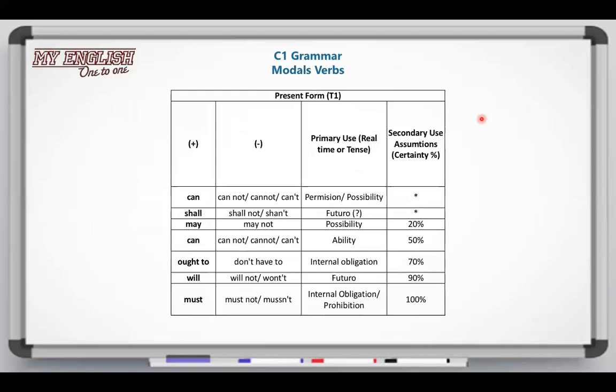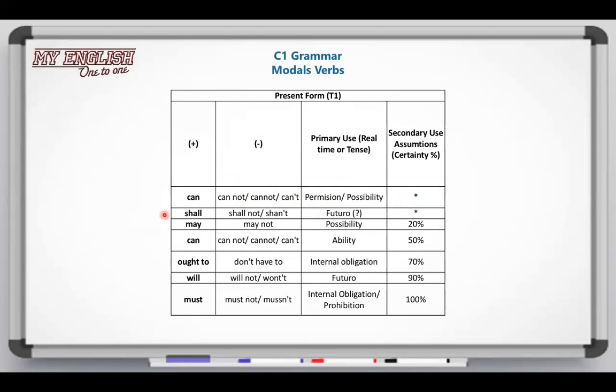Here we have a short list where we present the modal verbs with the positive, negative, the primary use, and also the secondary use. All right, so we have the verb can in positive and cannot for the negative. For the verb can, we have three possibilities: can not, cannot, or can't. And this means permission or possibility in the primary use. There is no secondary use for this.